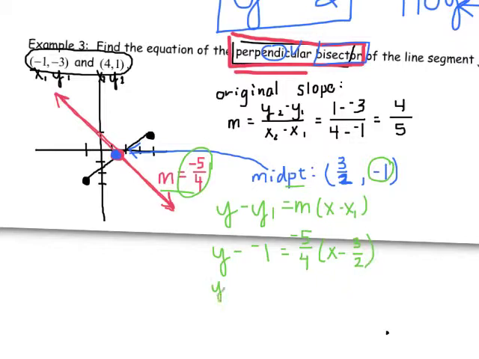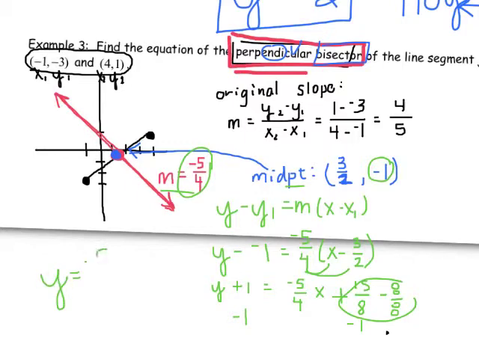All right, so we've got y plus 1, and distribute negative 5 over 4 x, and then I just multiply fractions. Negative times negative makes positive, and that's 15 over 8. My last step will be to subtract 1. Common denominator is 8 over 8, so that makes 7 over 8. So the answer is y equals negative 5 over 4 x plus 7 over 8. And that will be it.